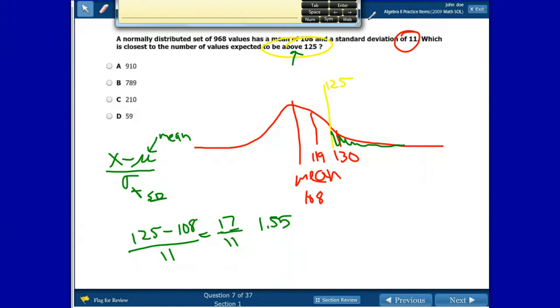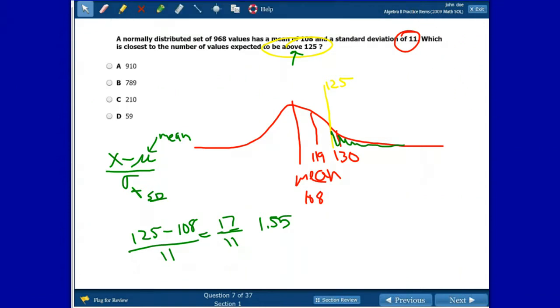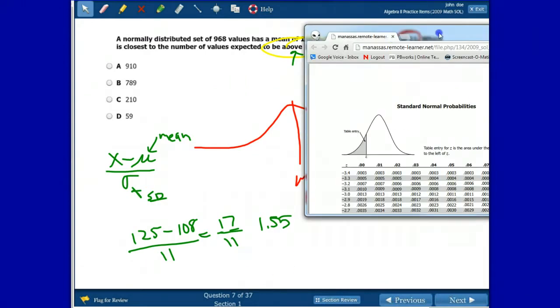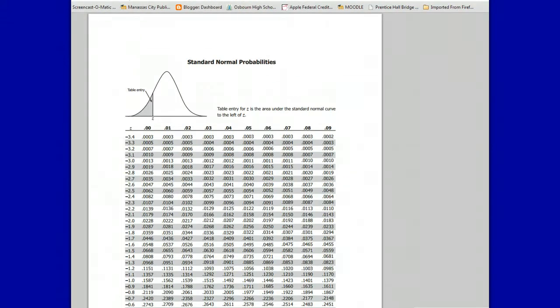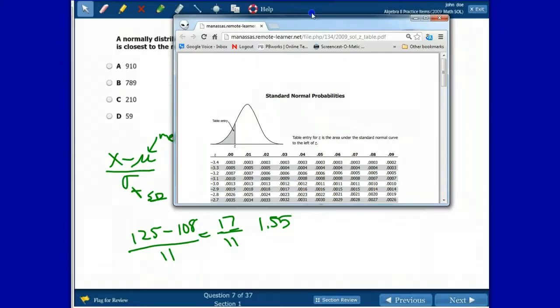The reason why you want to go to 2 decimal places is because when you bring up your z-tables, which are where? You've got to go z-table. Okay, here are my z-tables. These are basically something you can get right on your test. You just have to click at the top where the tools are, and let me show you.